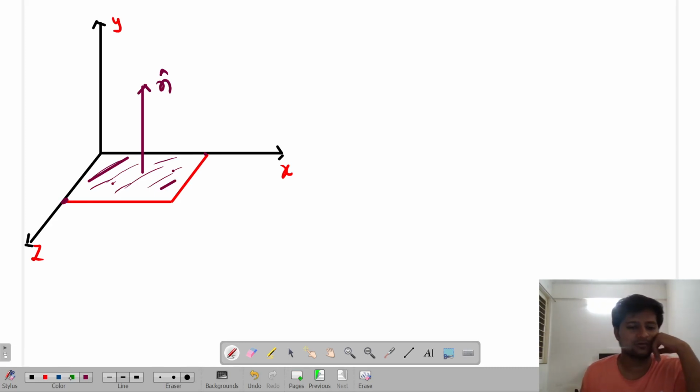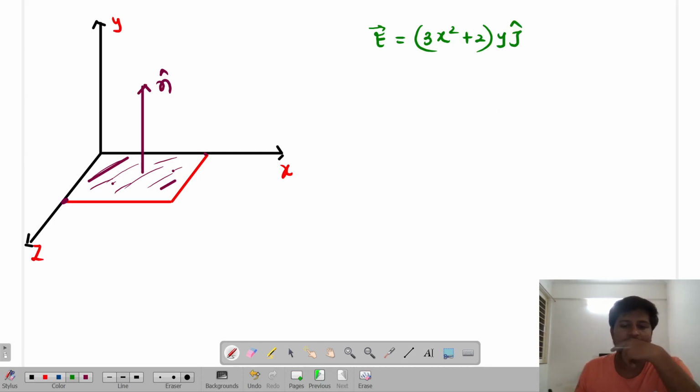Now, I gave you the electric field as, yes, as same question, 3x square plus 2y j cap, but this time, heard or not? Why j cap? Because I need to put it along normal, otherwise it will be 0. I dot k is 0, because here it is j cap. Normal is along which cap? J cap.